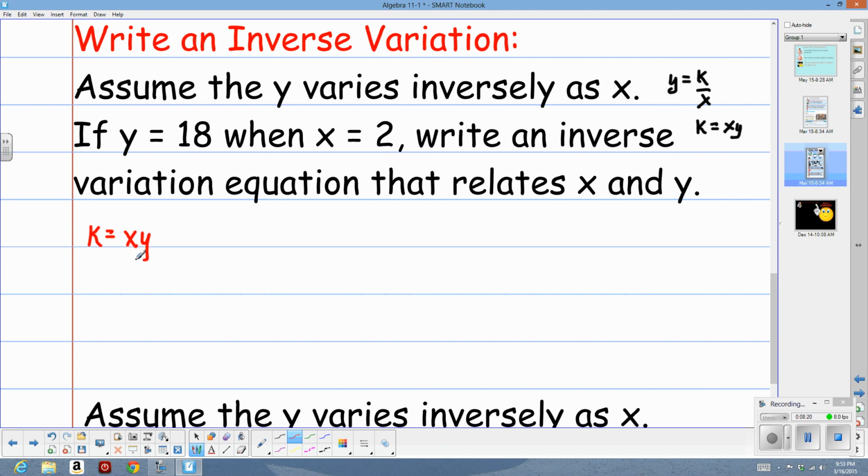So to figure out what k is, it's going to be 2 times 18. 2 times 18 is 36, so k equals 36. Once you know that, you can either write your equation as xy equals 36, or you could say y equals 36 divided by x.